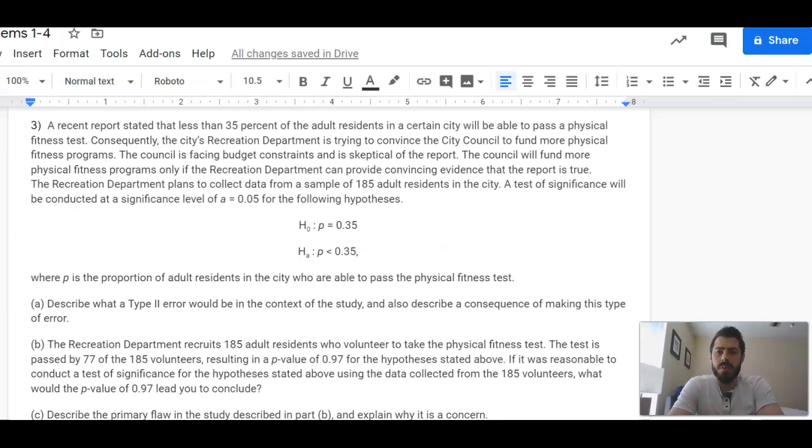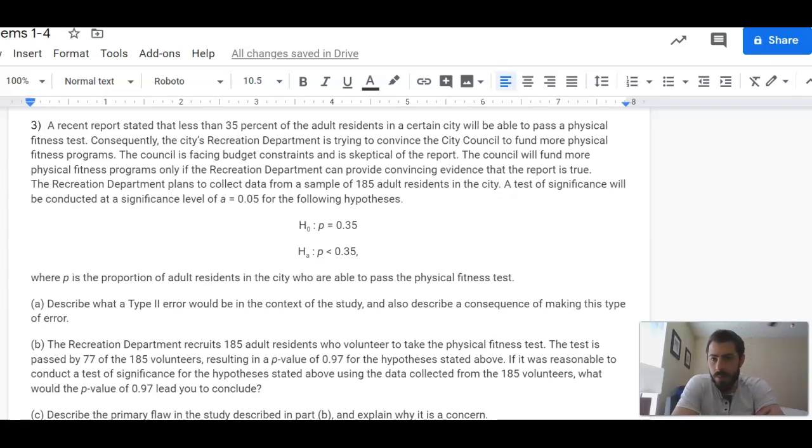Number 3. A recent report stated that less than 35% of adult residents in a certain city will be able to pass a physical fitness test. Consequently, the city's recreation department is trying to convince the city council to fund more physical fitness programs. The council is facing budget constraints and is skeptical of the report.